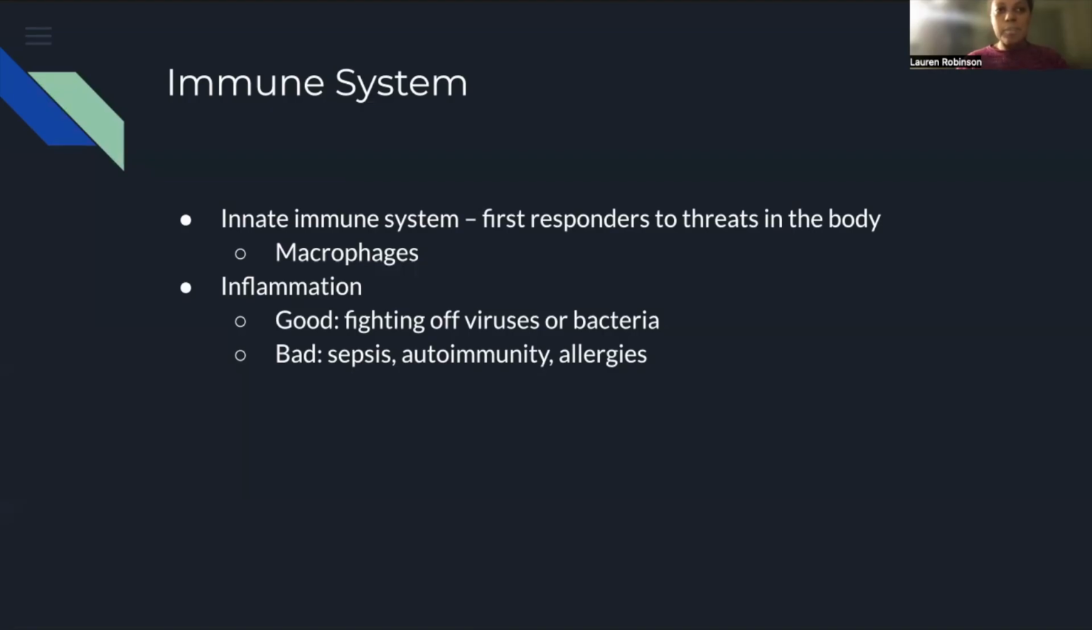However, like many things, if inflammation is prolonged or occurs too often, chronically, or too extremely, that could also be bad. For example, in the case of sepsis, where you have a really strong immune response that ultimately leads to negative outcomes for the patient, or if you have your immune system responding to the wrong things, like in the case of autoimmunity or allergies.